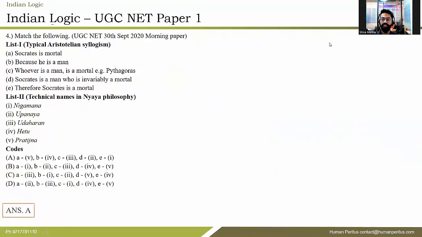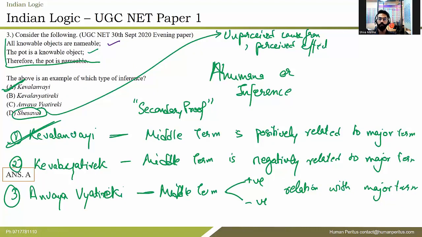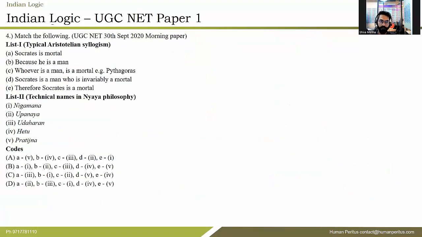A very basic example which can be used for Sheshavat is if you see a river which is overflowing, has a lot of water in it, more than the normal level. What do you usually say? There must have been rain. Must have been heavy rainfall because of which the water level has risen. So that is Sheshavat. All right. Moving on to the next question.